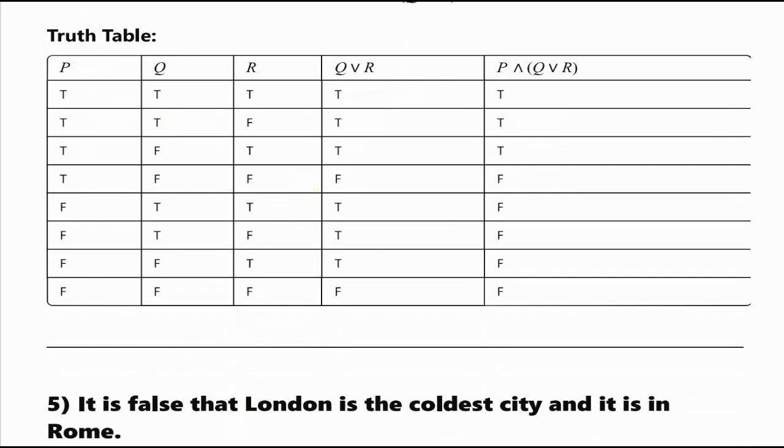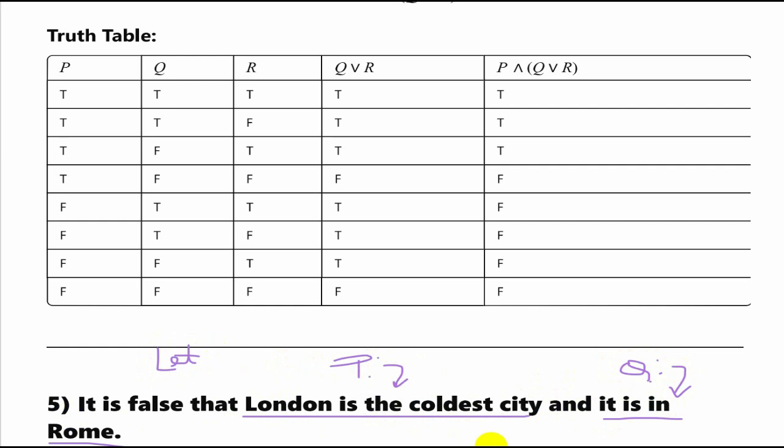It is false that London is the coldest city and it is in Rome. So first we say London is the coldest city, is P. London is in Rome. So we write Q. So let P be London is the coldest city. Let Q be London is in Rome, right?